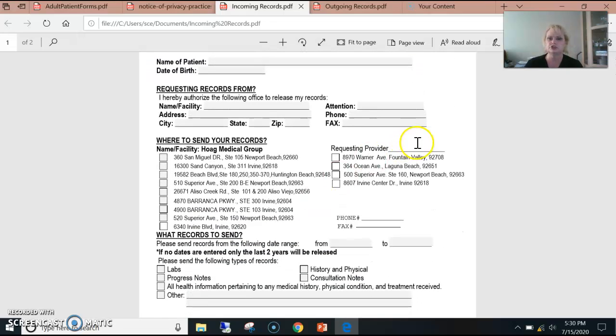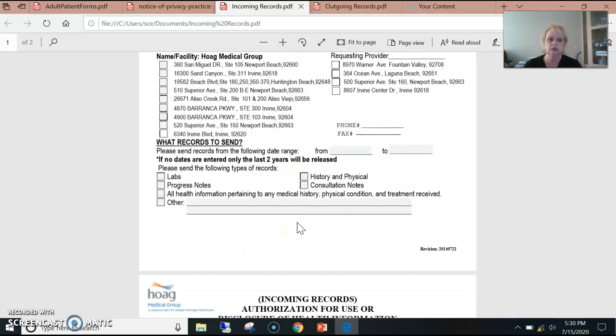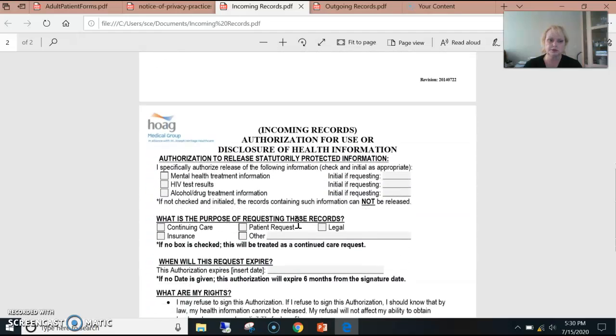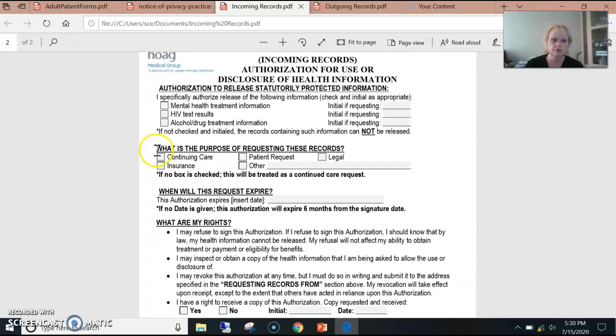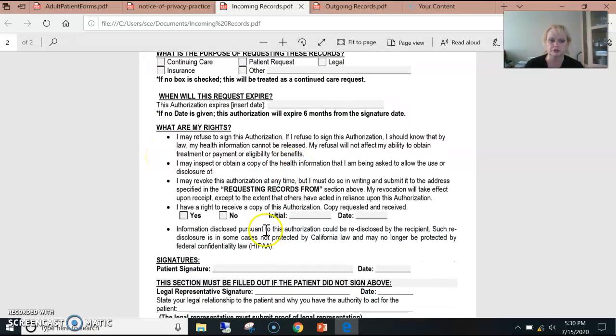You have to put down which doctor is requesting this information. Check off your site location. What are you requesting? Be as specific as possible. And it's usually for continuing care. Have the patient initial and sign. And then you fax it off and scan this to your chart so you have proof that you've done that.